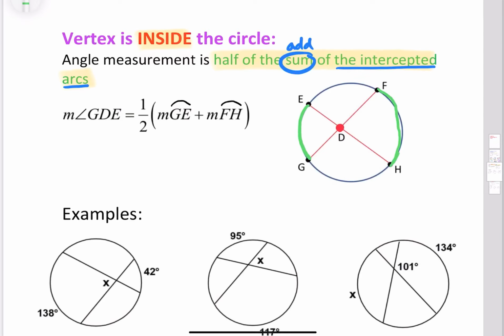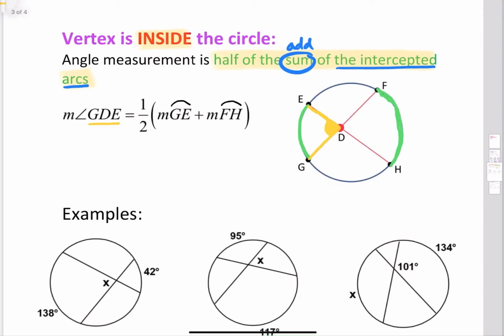And the reason why they're looking at these two arcs is because they're looking for angle GDE. Well, GDE is this angle right over here. So the intercepted arcs are going to be arc EG, or GE, and arc FH, or HF. So let's take a look at an example here.